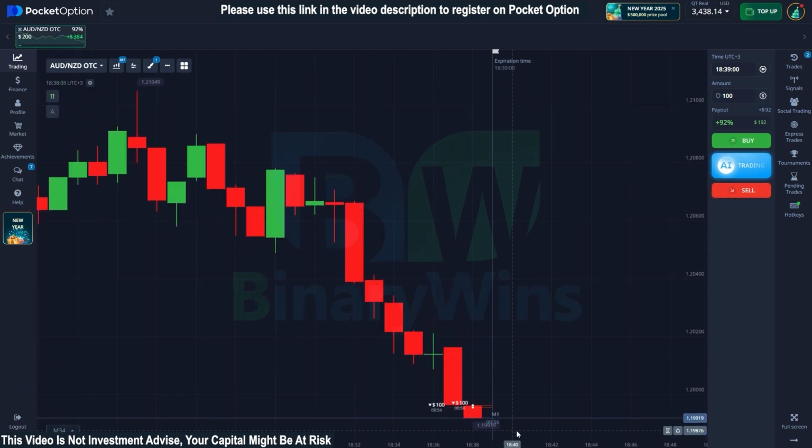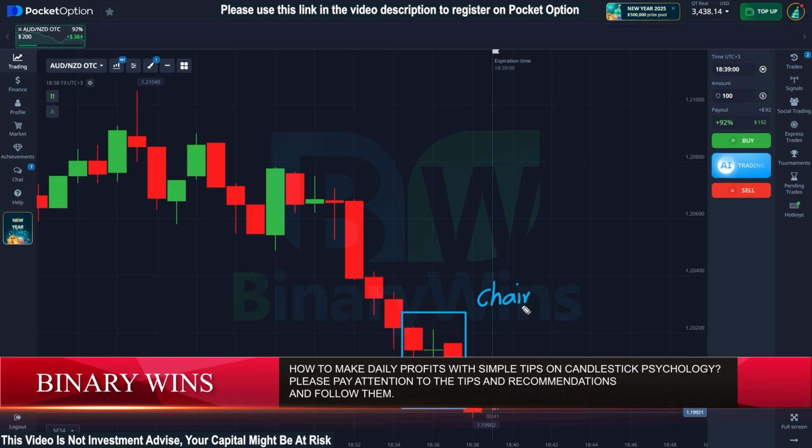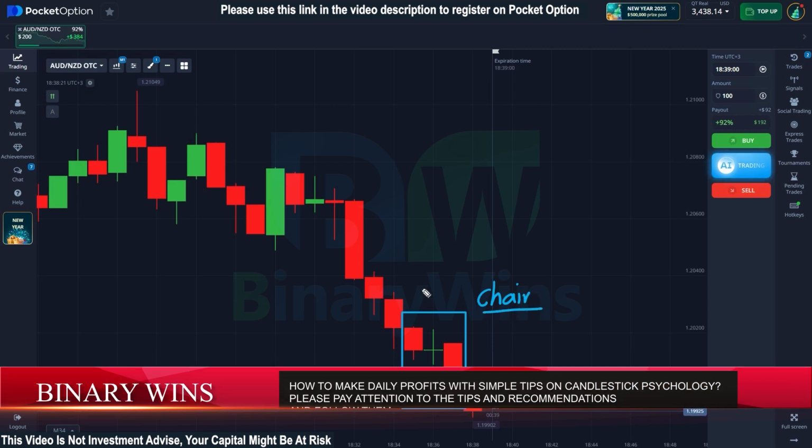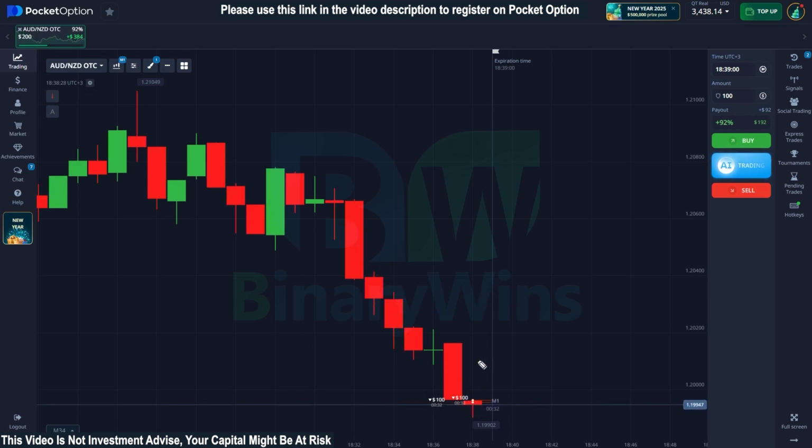I entered two lower trades. We have a chair pattern that has formed in the continuation of a momentum trend. So there is a possibility of a continuation of the downtrend. That's why I entered lower trade.